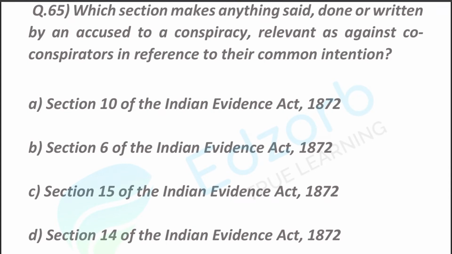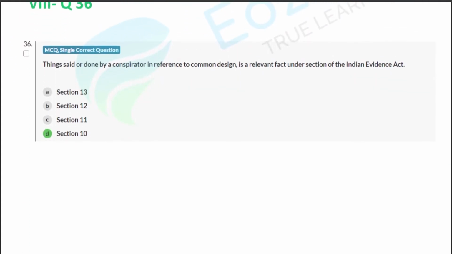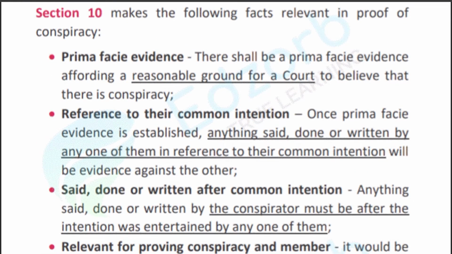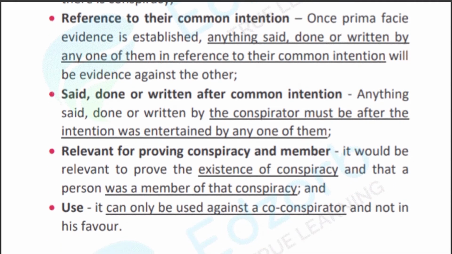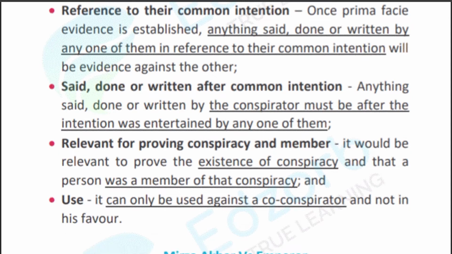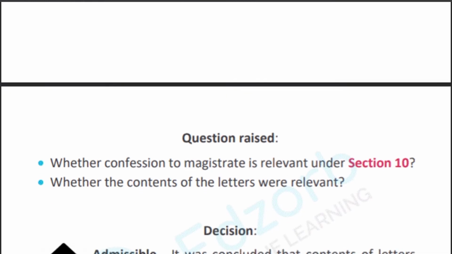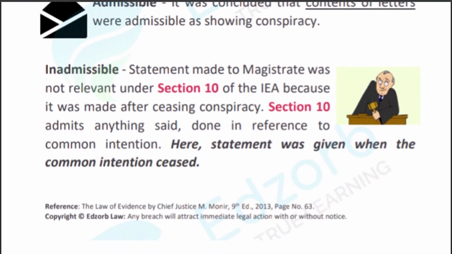Question number 65 is a direct one from section 10 of the Indian Evidence Act. We had covered this in our question banks. So section 10 would make the following facts relevant in proof of conspiracy. There has to be a prima facie evidence making a court believe that there is a conspiracy. So in this timeline, anything said, done or written by any one of them in reference to their common intention will be evidence against the other after what I've stated has happened. Now this timeline will cease after the act has been committed, so that will not be relevant as per section 10 of the Evidence Act.